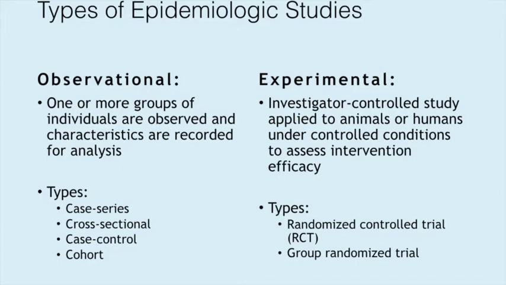Some types of epidemiological studies are observational. This is when one or more groups are observed and the characteristics are recorded for analysis. There's 4 types of these studies, including case series, cross-sectional, case control, and cohort. Some experimental studies are investigator-controlled studies applied to humans or animals under controlled conditions to assess intervention efficacy. So this would be a randomized controlled trial, which is the gold standard of trials, or a randomized group trial.